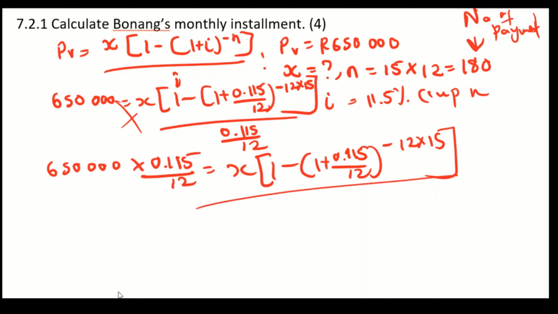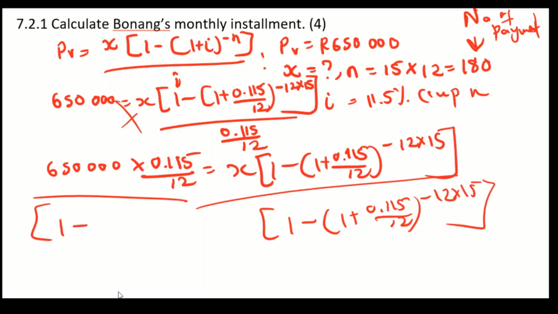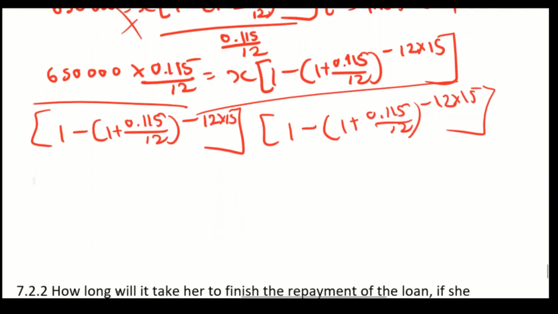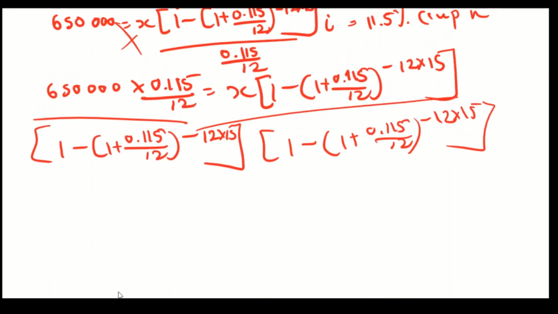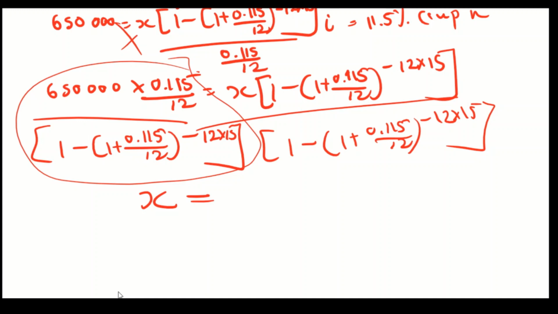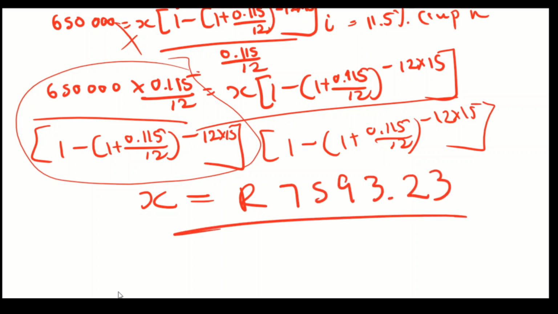So we're going to divide by this here, 1 minus 1 plus 0.115 over 12 to the power of minus 12 times 15. Divide both sides. If you can see, I haven't rounded off as yet because I don't wanna mess everything up. So my x value, if you punch this into your calculator, you should get x being equal to 7,593.23. So this is the monthly installment that is going to be made.